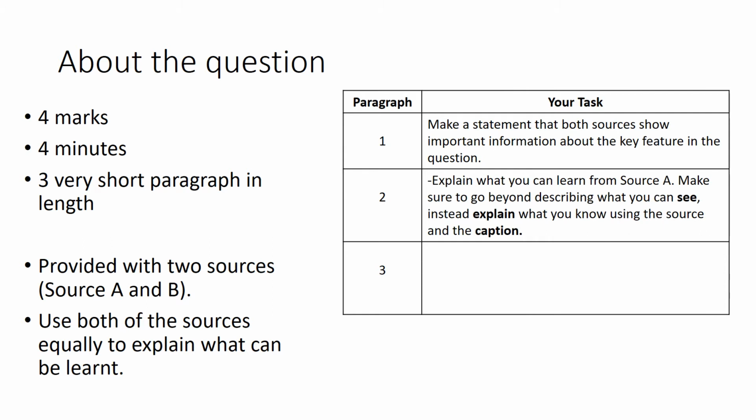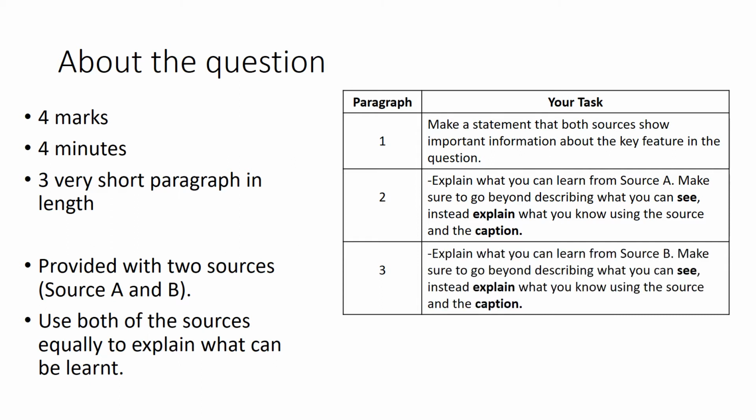And we need to do so by going beyond just describing what we see and instead explaining what we know using the source and the caption. Sometimes we forget about the little blurb at the bottom. We need to make use of that. In paragraph 3, we need to explain what we can learn from source B. Again, go beyond just describing what you see and explain what you know using the caption.